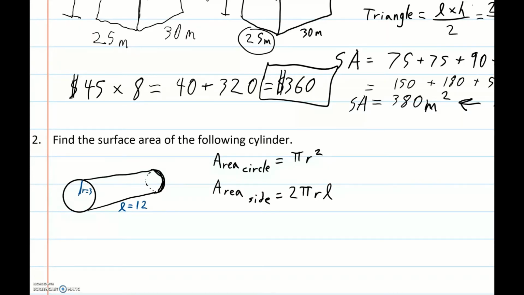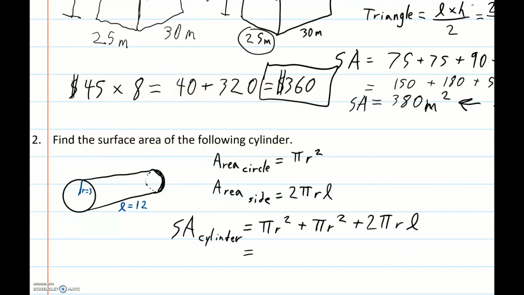Now, with the numbers, we're going to have to find all the different sides. So we have a circle here that we need to add, plus a circle here. So we need to do two circle formulas. So to do surface area of a cylinder, we add 2 area of the circle, so pi r squared, plus pi r squared, plus, and then the area of the side, 2 pi r L.